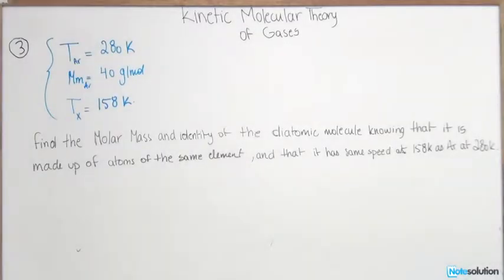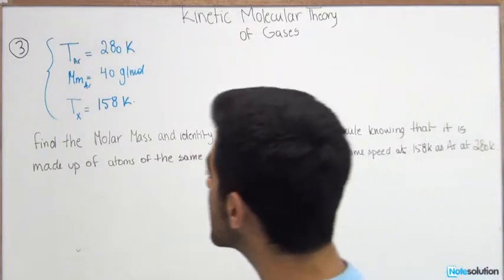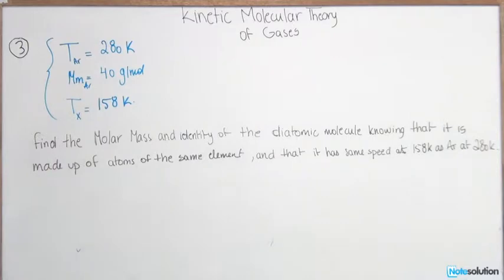Hi guys, our third example in kinetic molecular theory of gases, we're going to see how we could find the molar mass and possibly also the actual identity of a certain molecule when comparing it to the speed of a molecule that we know its molar mass and the temperature it's at. So in this case we have: find the molar mass and identity of the diatomic molecule.